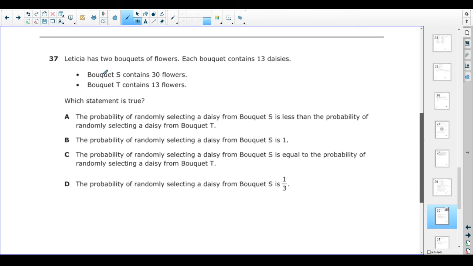Piece of cake. DC has 2 bouquets of flowers. Each bouquet contains 13 daisies. Bouquet S has 30. Bouquet T has 13. There's the key here: 13. Right? And 13 of them are daisies, which means this is all daisy. This is some daisy.